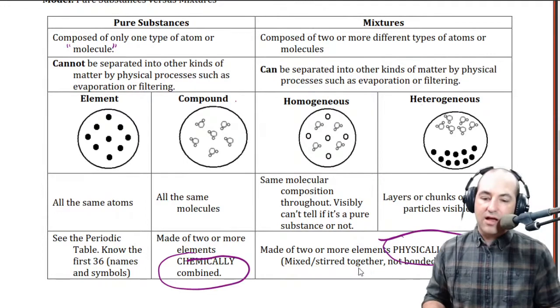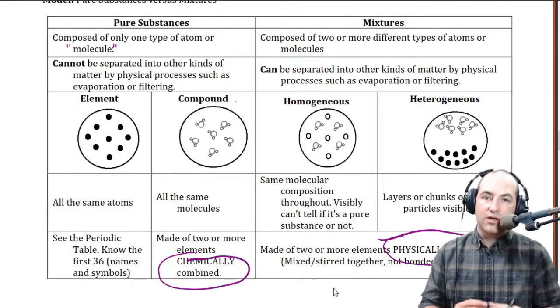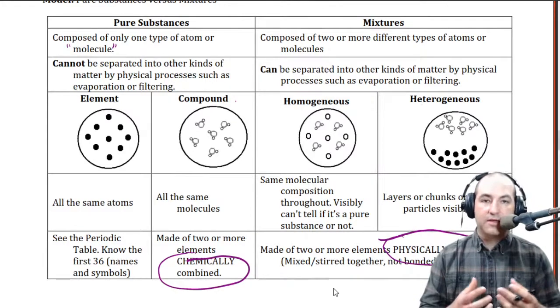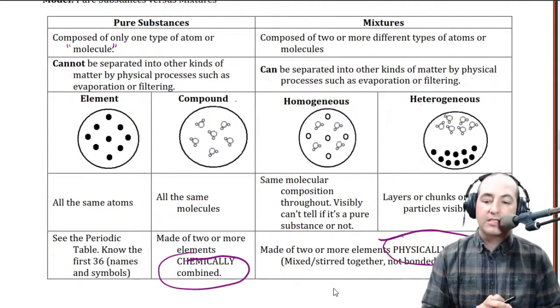A physical combination is something like a mixture. So you can think of it as something that's stirred together, that's dissolved, that's crushed together, that's physically put together in some way, as opposed to a chemical combination where atoms are actually bound together.